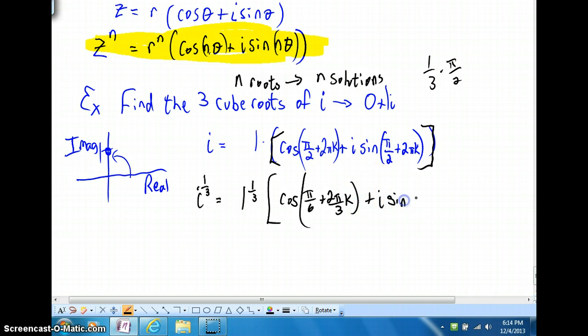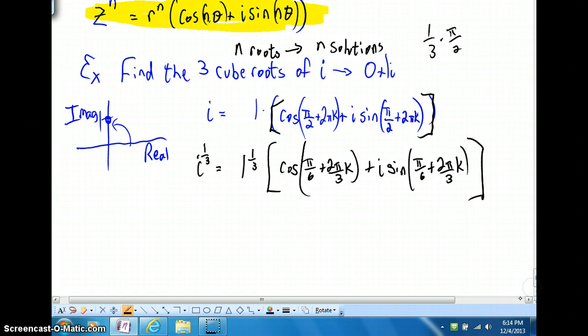Similarly, we'd have pi over 6 plus 2 pi over 3 k. What I want you to notice is that this new angle that we now have inside our cis notation, if we were to let k equal 1, our angle that we get by adding that to pi over 6 would no longer be coterminal with pi over 6. It wouldn't necessarily stop at the same location, and it definitely won't.